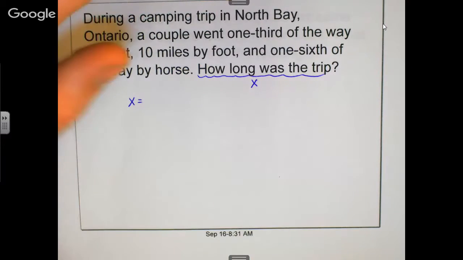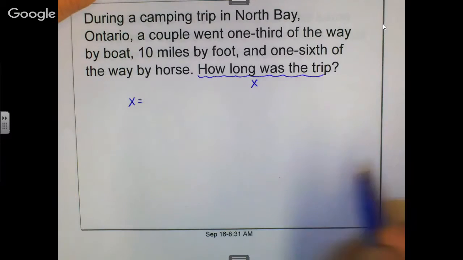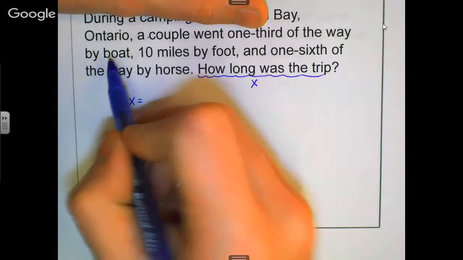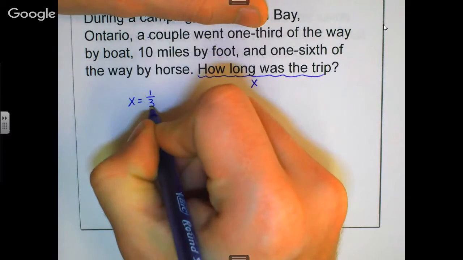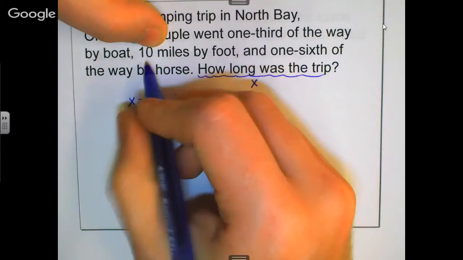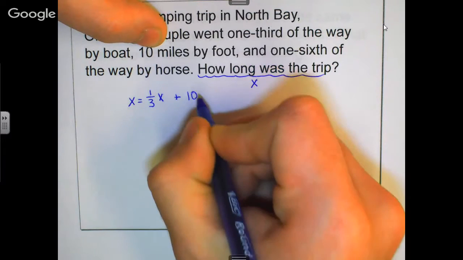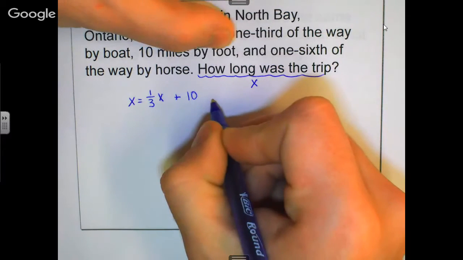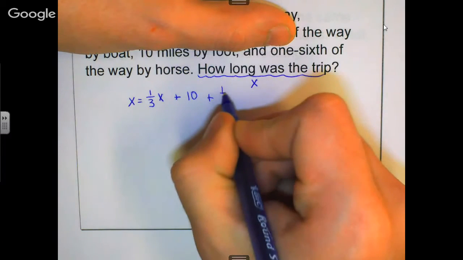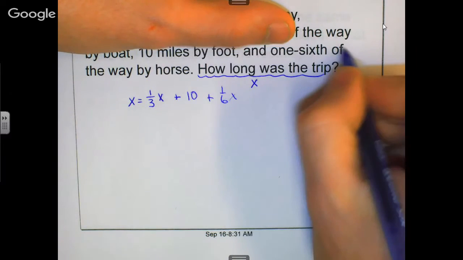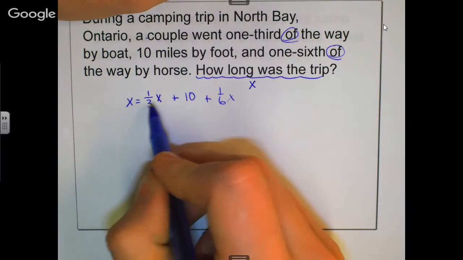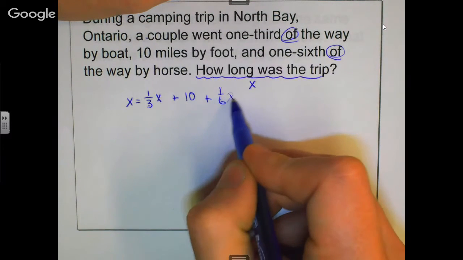In my trip here, it's split up into sections. They went 1/3 of the way by boat, so 1/3 of the whole thing was by boat. Plus, we've got 10 miles by foot, so 10 miles of this total trip was by foot, and 1/6 of the way by horse. Now remember, of means multiply. So here and here you see the word of. That's how I know I'm going to take 1/3 of x, 1/6 of x.